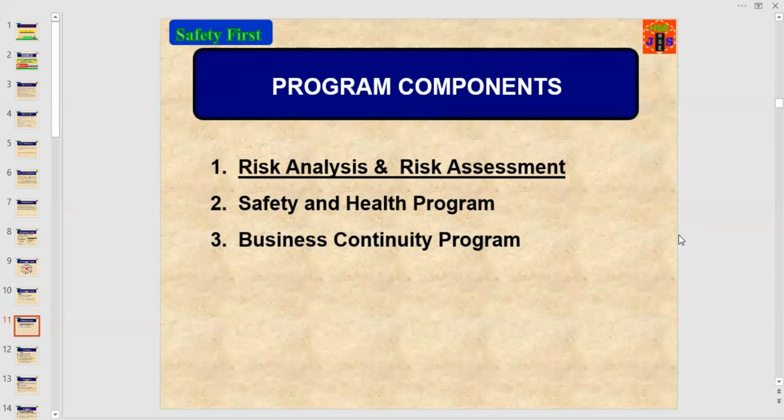The program components of the risk management process are: number one, risk analysis and risk assessment; number two, safety and health program; and number three, business continuity program.